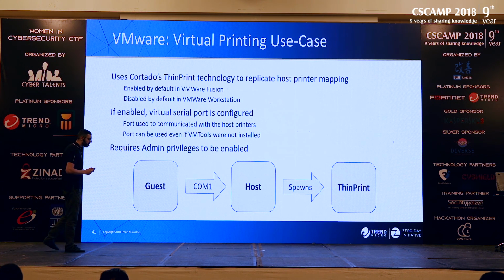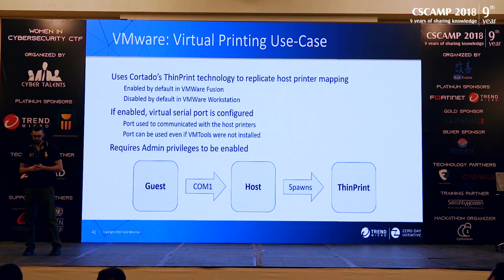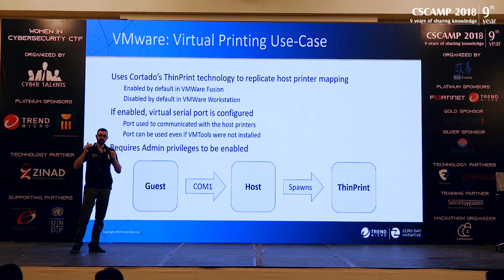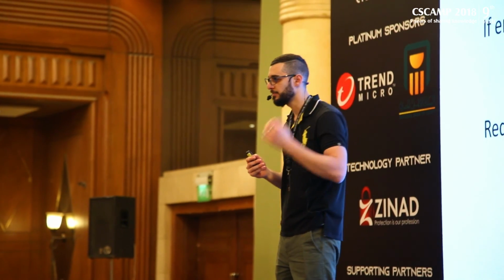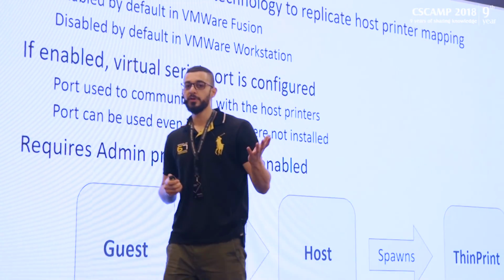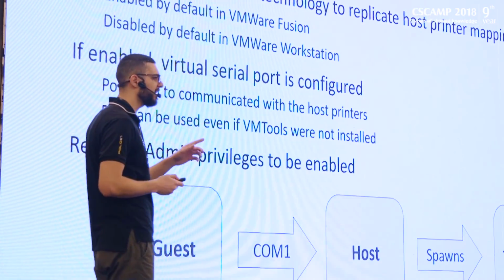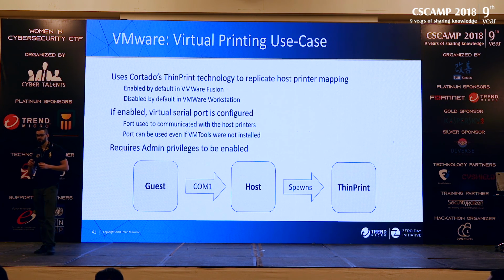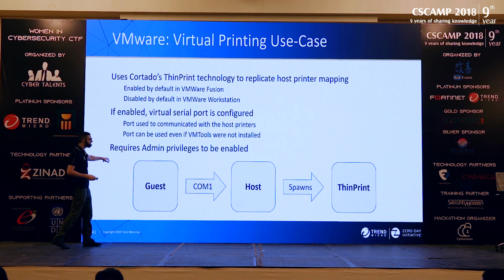Another use case that we actually ran into is VMware virtual printing. In VMware, if you're inside a guest and you want to print a document, there's a functionality called virtual printing. You print something, it goes to the host, and the host prints it out. By default, I think on Workstation it's not actually enabled, but in VMware Fusion on Mac, it's always enabled. And if you want to enable it, it requires admin privileges.